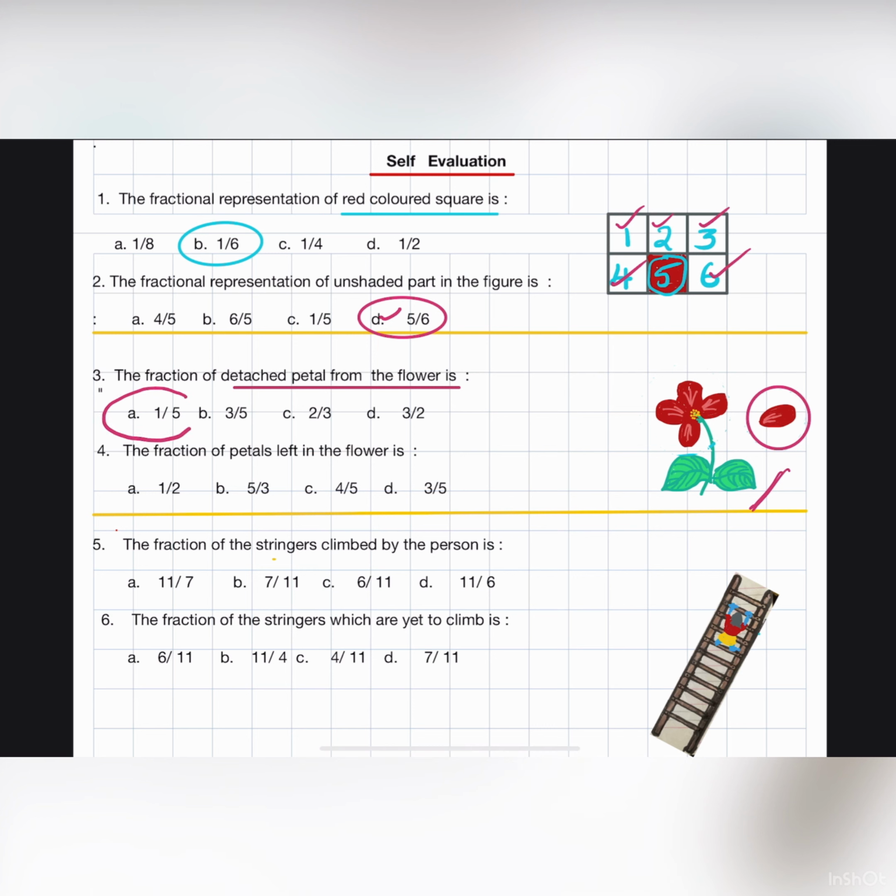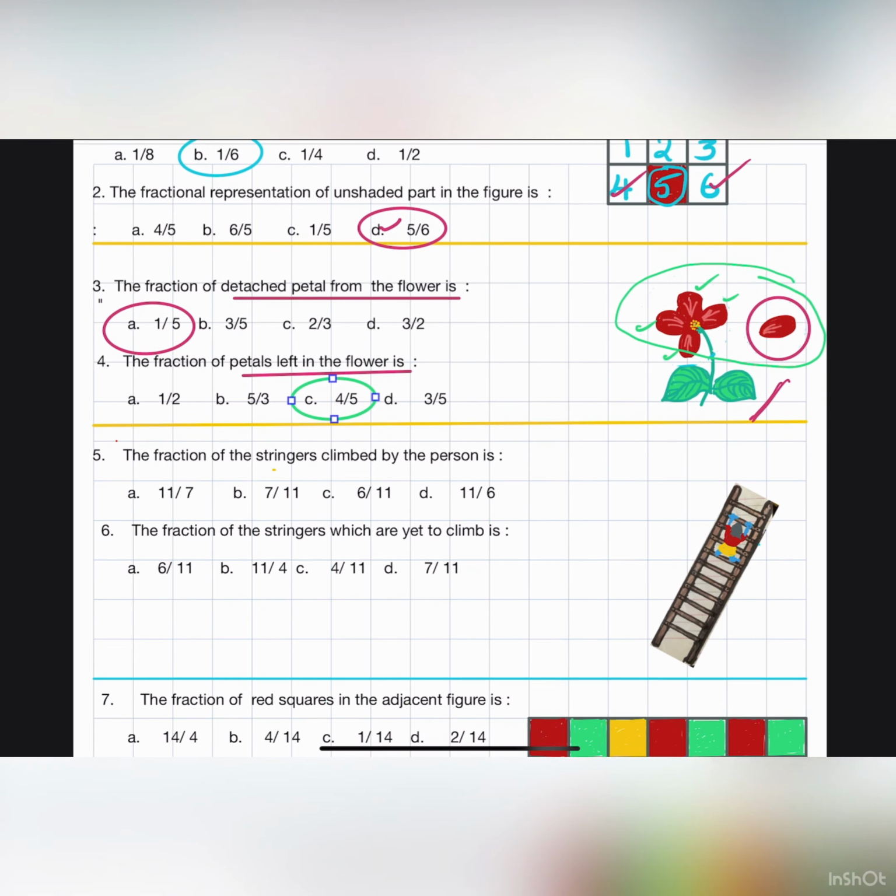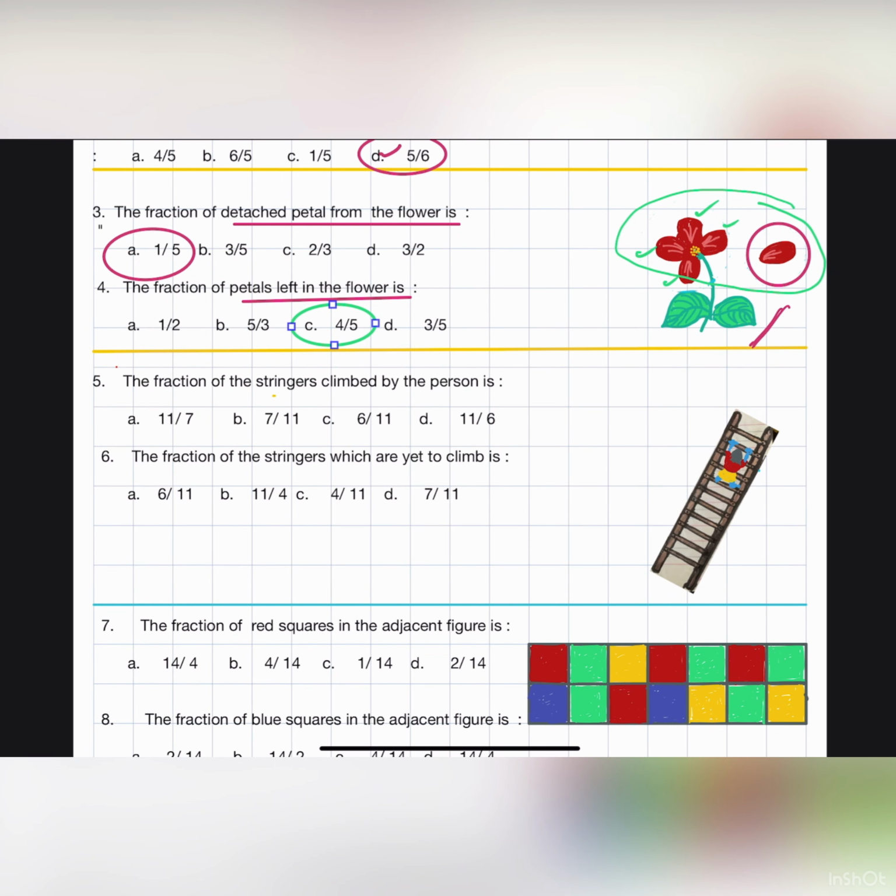Now, the next one. The fraction of petals left in the flower is. How many petals are left in the flower? It is 1, 2, 3, 4. 4 petals out of 5. So the correct option is C.